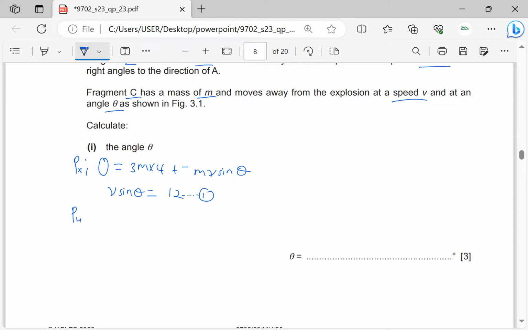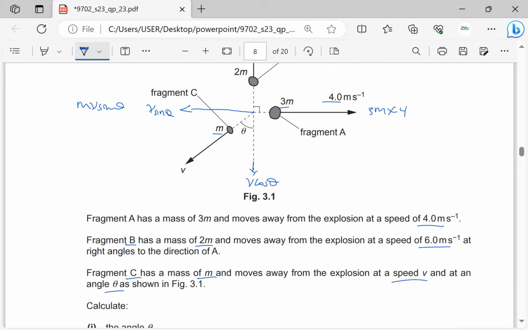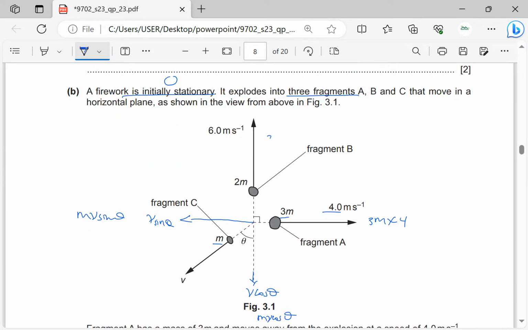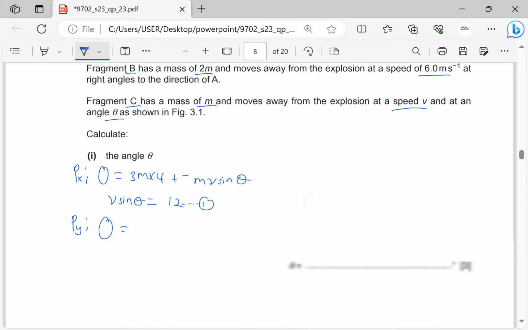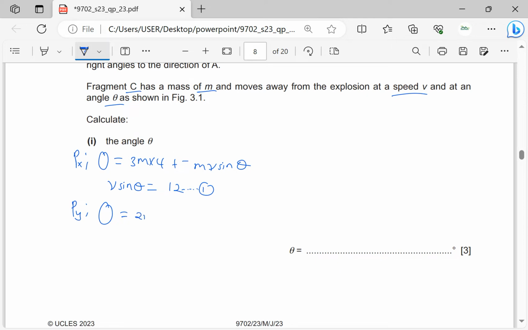Then I consider momentum in the vertical. Total momentum before is still 0. But in the vertical, m moves downwards. In the vertical, it will be mv cos theta. And upwards, we have 2m times 6, and they're in opposite directions. So one must be positive, one must be negative. So this will be equal to 2m times 6 plus negative mv cos theta. m cancels out. So we remain that v cos theta is 2 times 6, which is equal to 12. So this is equation number 2.